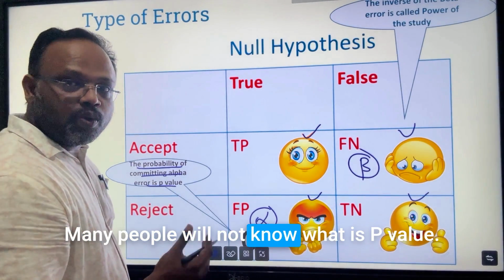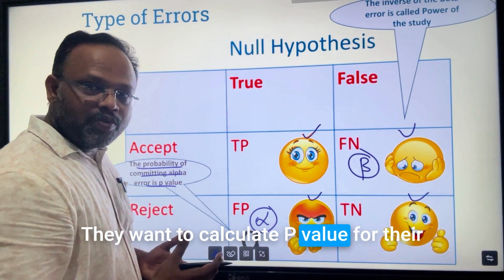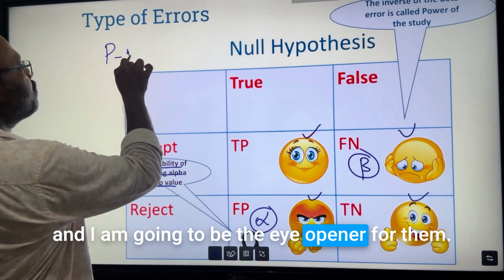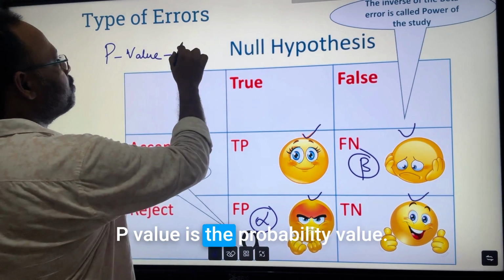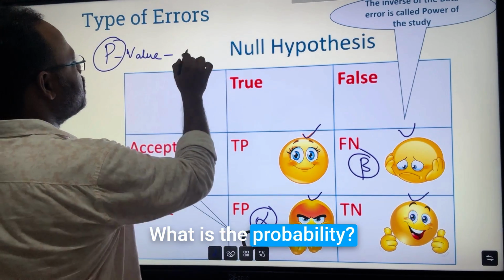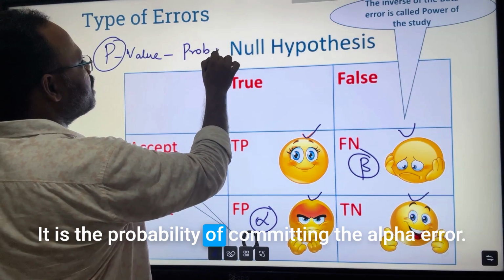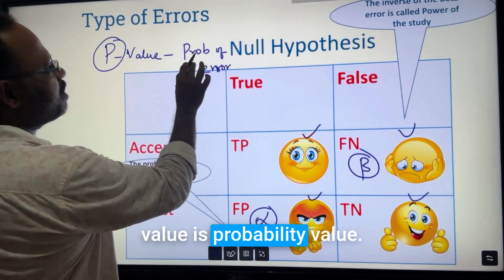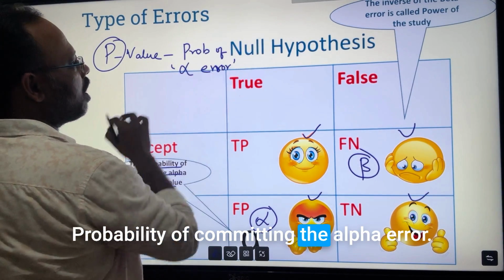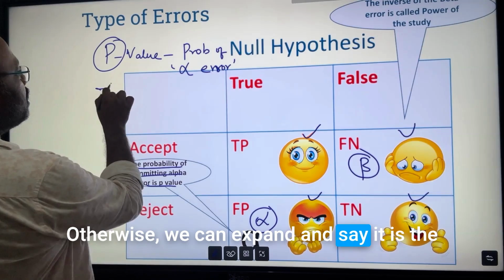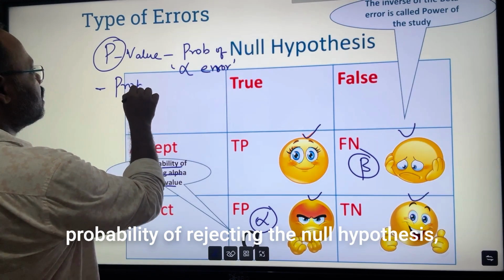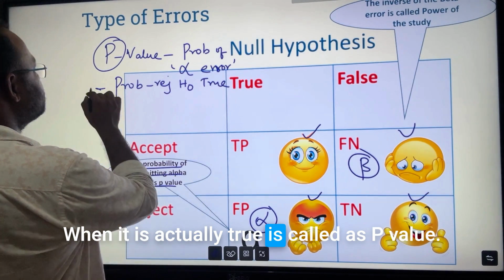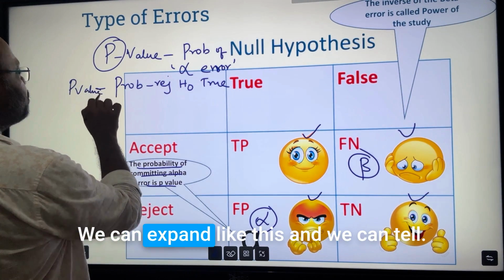Now many people will not know what is p value. They want to calculate p value for their research, but they will not know what is p value. And I am going to be the eye opener for them. P value is the probability value. What is the probability? It is the probability of committing the alpha error. Now we can simply say p value is probability value, probability of committing the alpha error. Otherwise, we can expand and say it is the probability of rejecting the null hypothesis when it is actually true is called as p value. We can expand like this and we can tell.